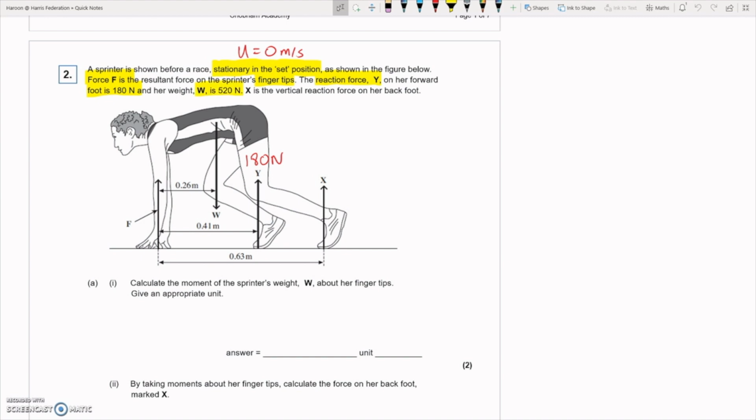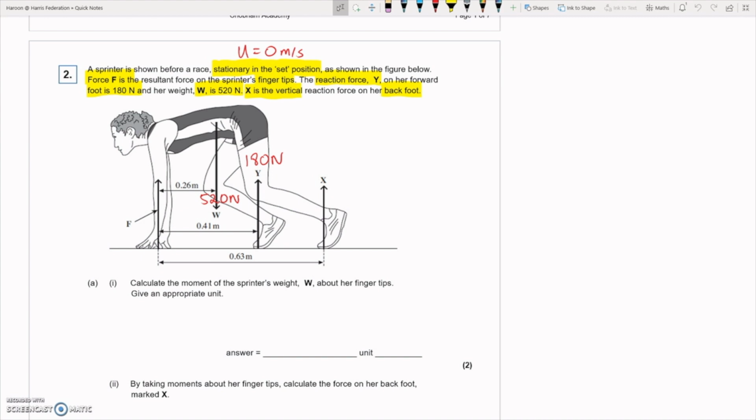And her weight W is 520 newtons. So I'm going to add that to my diagram as well. So I'll say here that that is 520 newtons. And X is the vertical reaction force on her back foot. So this is on her back foot. That's quite easily shown in the diagram anyway.